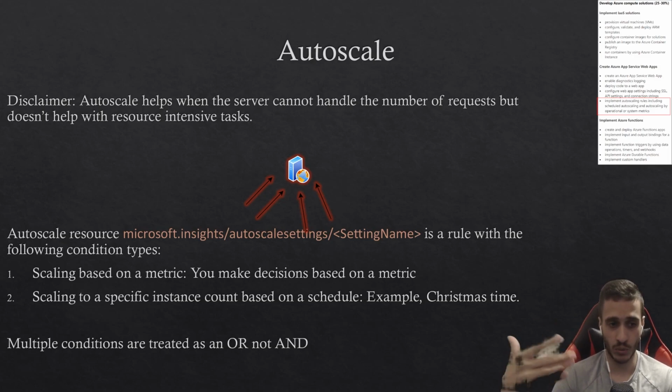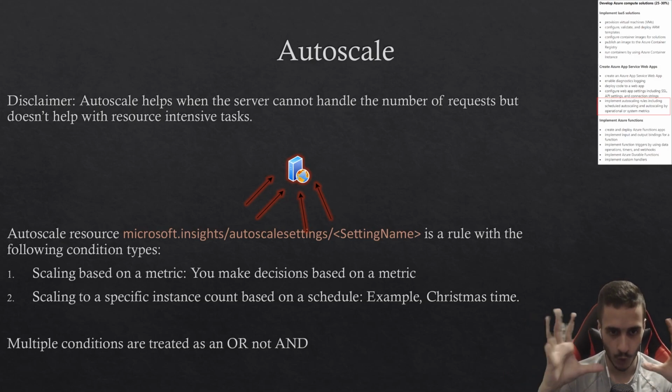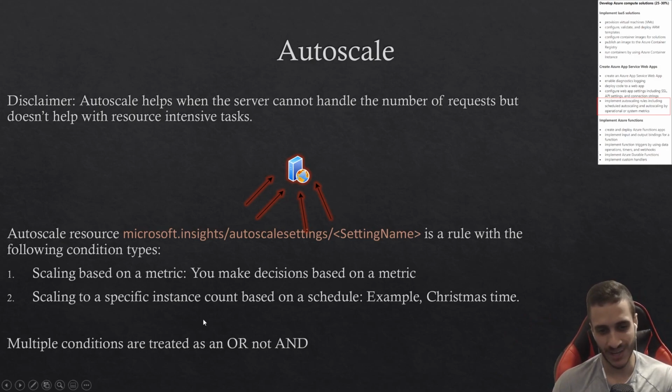You can have a condition where you scale on a metric. You can have another condition where you scale to a specific instance count. So you can have both under the same autoscale setting. And multiple conditions are actually treated as an or, not as an and. So it's either or.